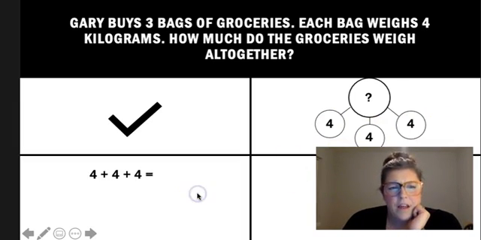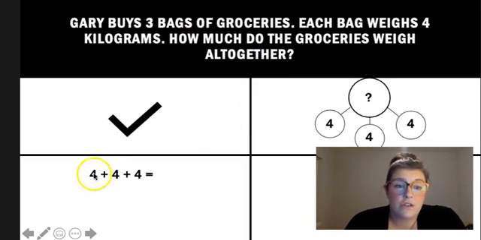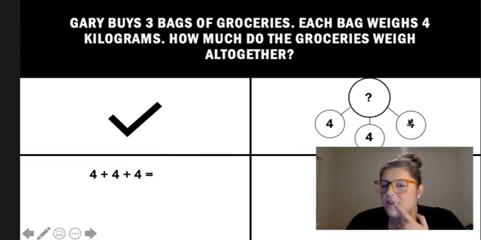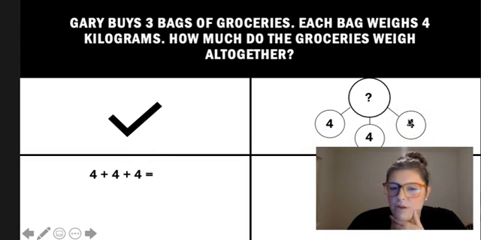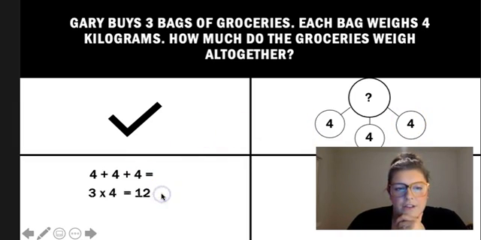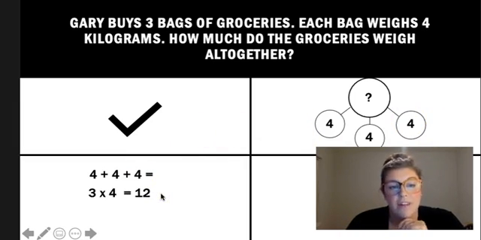Okay. Then, like I was saying, automatically when I see that word altogether, it makes me think addition. And I could do 4 plus 4 plus 4 to add up my grocery bags, but we've learned a faster way. How can I do 3 groups of 4 in an equation? That's right, I can do 3 times 4 and that equals 12. So Gary's groceries weigh 12 kilograms altogether.